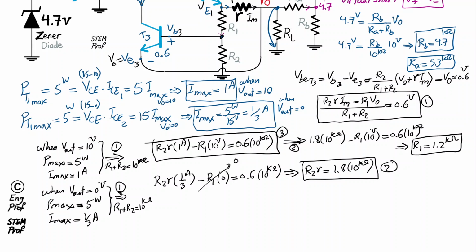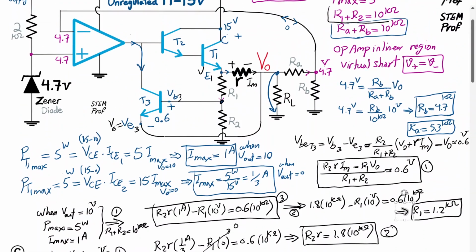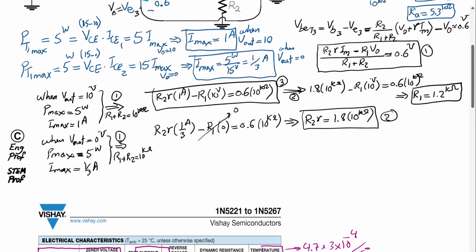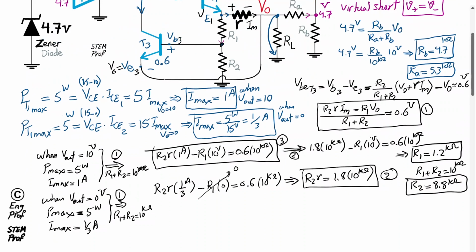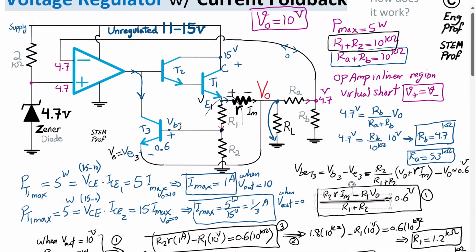Since I know that the sum of R1 plus R2 needs to be 10K, I know R1 plus R2 is 10 kilo ohm, therefore R2 has to be 8.8 kilo ohm. So we found the values of these two current feedback or current sensing resistors.